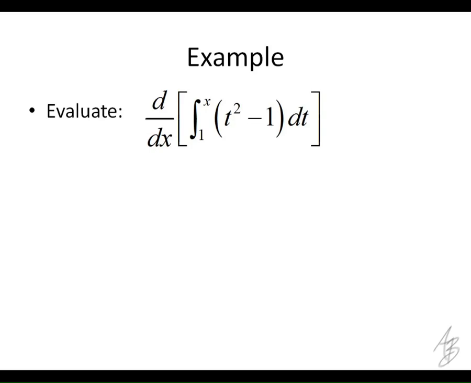So what is this integral, the derivative of the integral, going to be? X squared. Yes. Now, there's an interesting thing going on here. We have two different variables. Why couldn't I use x here and dx here?